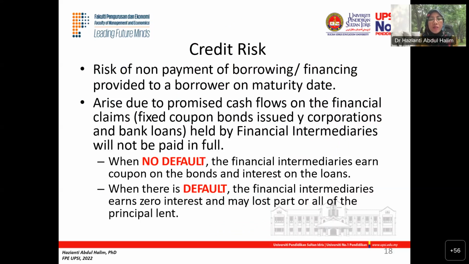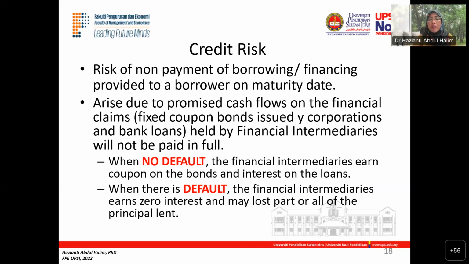It arises because the promised cash flows on the financial claims held by financial intermediaries will not be paid in full. So we talk about default or no default. For default, the financial intermediaries earn zero interest and may lose part or all of the principal lent. If no default, they can earn coupons on the bonds and interest on the loans, which means they can get back the amount that they lent to the customers. So that is credit risk.